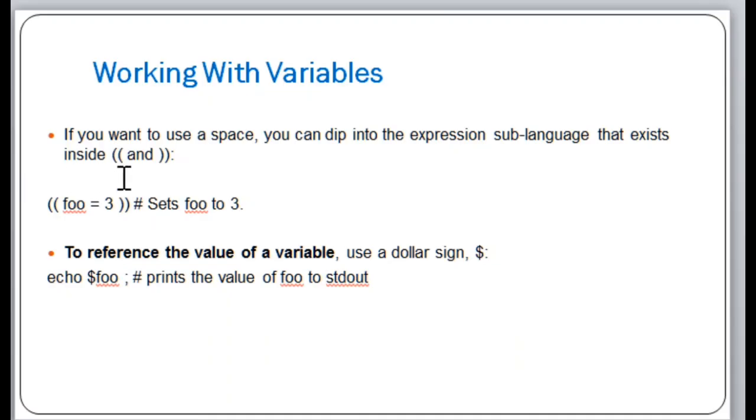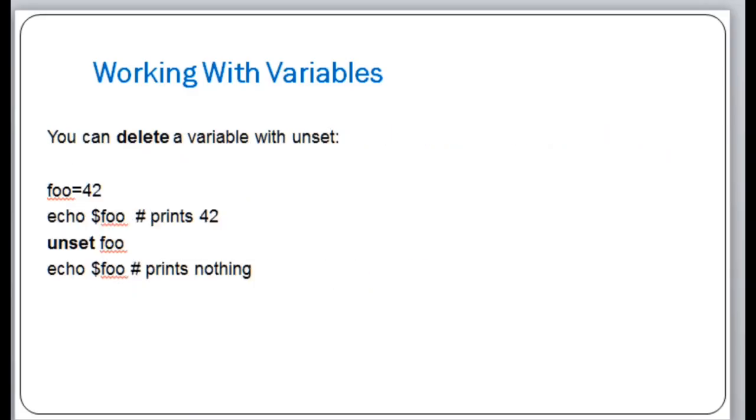If you want to use a space, you can dip into the expression sublanguage that exists inside double parentheses. So here we can do double parentheses, and we can do foo = 3, and that will actually set foo to 3. And just as we've been seeing, to reference the value of a variable, you use a $. So when I do echo and I want to echo the value of the variable foo, I have to put that $ there so it knows that this is a variable.